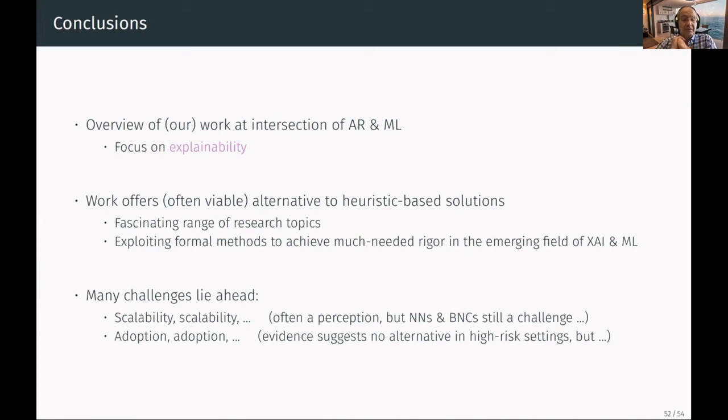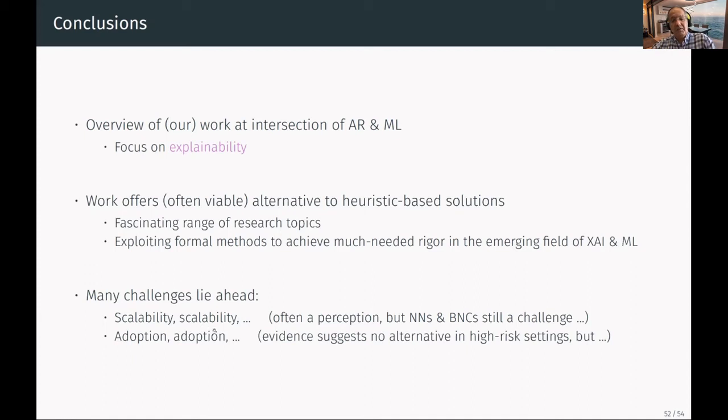But of course, this is not the end of the story. So again, we have several recent results, but there are lots of challenges still. As I said, we can now do explanations very efficiently for several classes of classifiers, but there is still a problem. Of course, there will always be a problem. Right now, for neural networks and Bayesian network classifiers, we cannot yet explain them very efficiently. So these are two challenges for the future.